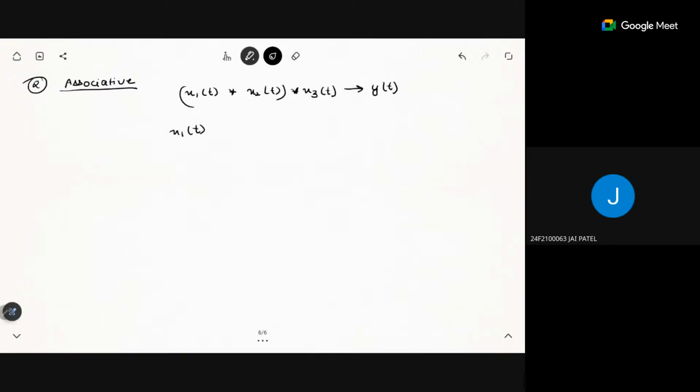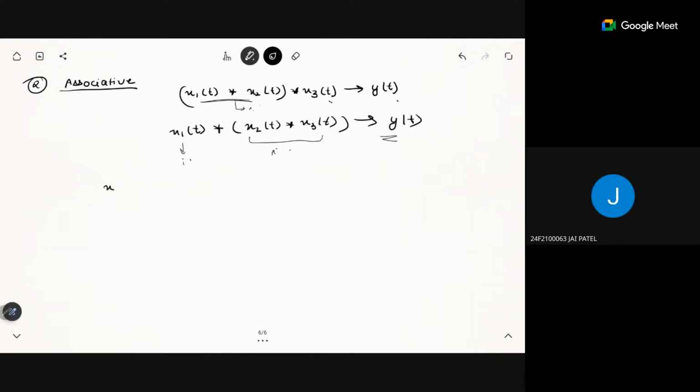What is also true? If x1 of t is convolved with the convolution of x2 of t and x3 of t, that also gives the output as y of t. Means if you first do these two, get this as an input and convolve with x3, you will get y of t. But you can also take x1 as your input, convolve with this whole as your impulse response, and again you will get this y of t.